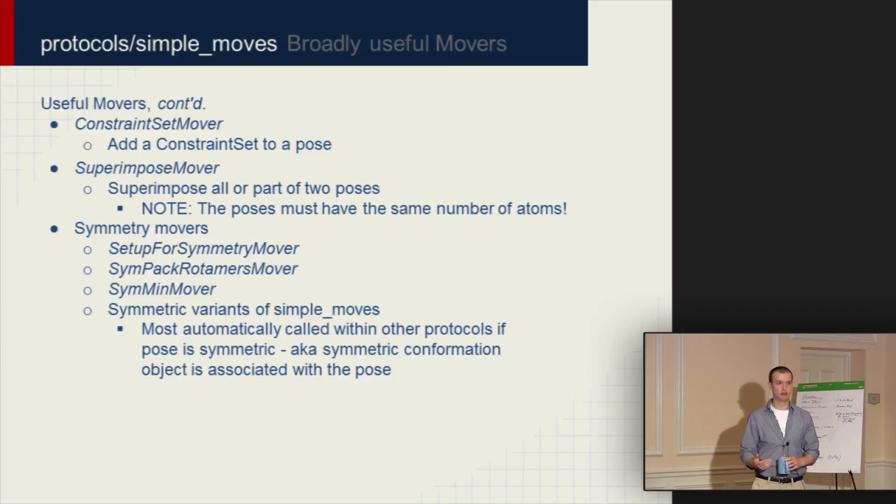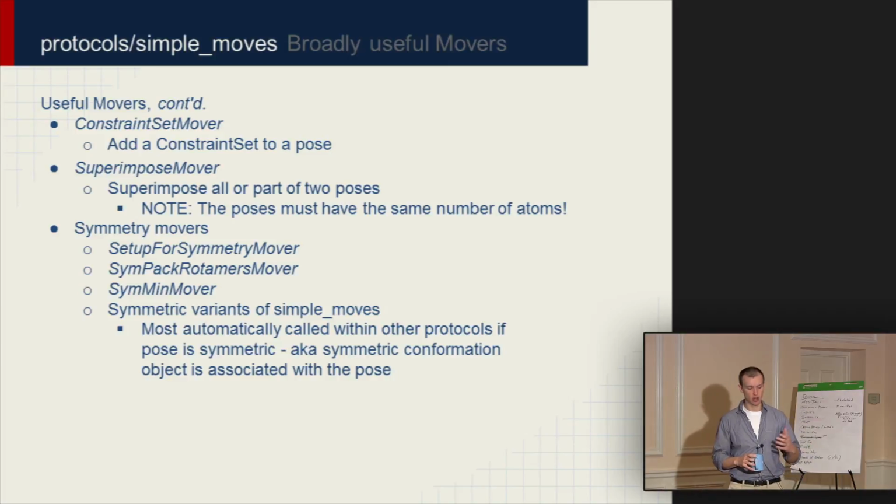As a subdirectory of protocols simple moves, there is the symmetry directory. Within this directory, you find all kinds of useful variations on the simple moves that are specific for symmetry. One of the most useful ones is the setup for symmetry mover, which takes an asymmetric pose and makes the modifications to it that it needs in order to make it a symmetric pose. It's going to replace the conformation object that the pose holds with a symmetric conformation object. It replaces the energies object that the pose holds with a symmetric energies object.